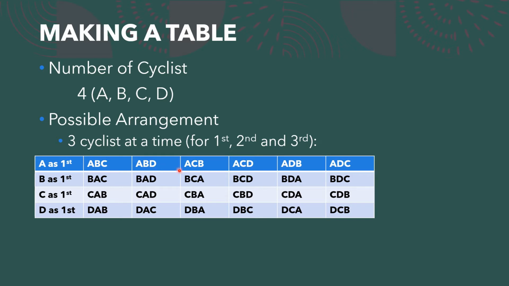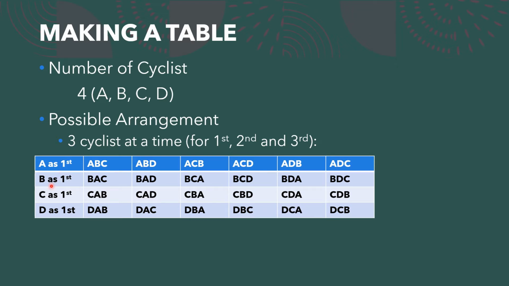Sa pang-4 na column at saka sa pang-5, ang second placer naman natin ay pinalitan natin na si C naman ang ating second placer. At syempre, yung third placer natin, nagpalit lang tayo ng B or D. And then next, sa last 2 column, si D naman ang ating second placer. At ang third placer natin ay pinalitan lang natin ng B or C. So kung mapapansin, 6 ang arrangement natin kapag si A ang first placer.